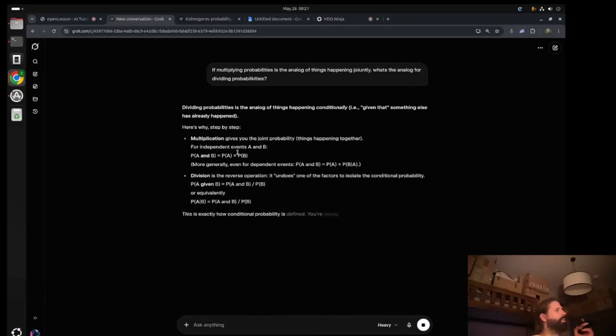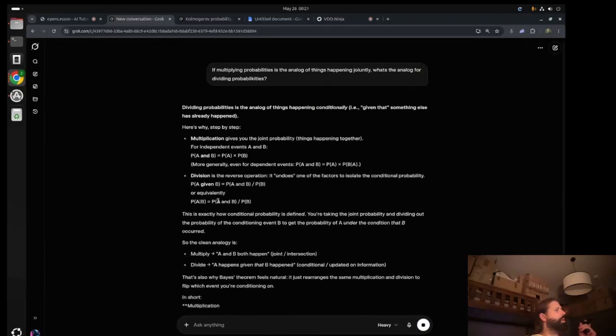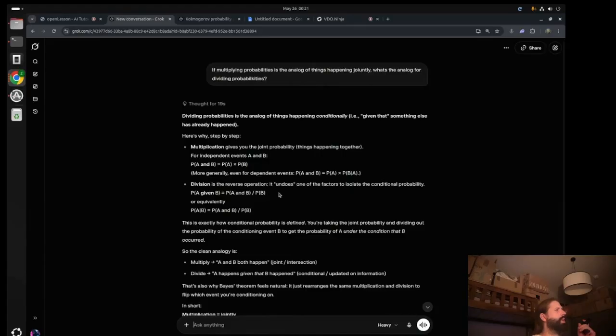That's the piece I'm missing. So it undoes one of the factors to isolate the conditional probability. Multiply: A and B both happen together. Divide: A happens given that B happened.